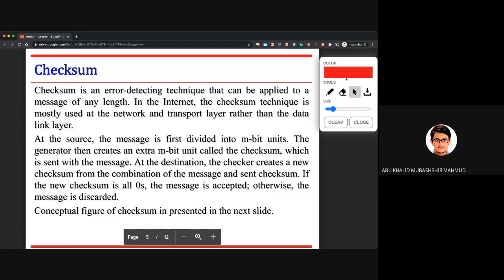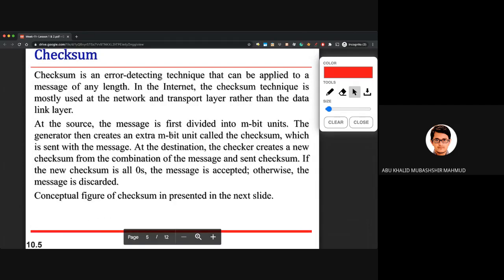So you should go through this whole topic, read the descriptions and all. I will go to the process directly.